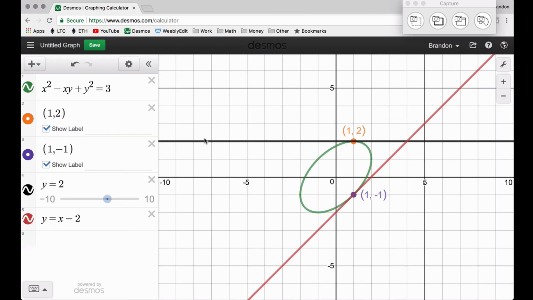And notice here, this is the first tangent line we found of y equals 2, that horizontal line. And then this second tangent line, y equals x minus 2. Notice this red line here is tangent to the green curve at that point (1, negative 1). All of this was found using implicit differentiation, taking the value of 1 for x, plugging it back into here to get two different values of y. We had two derivatives, which led us to finding two tangent lines.